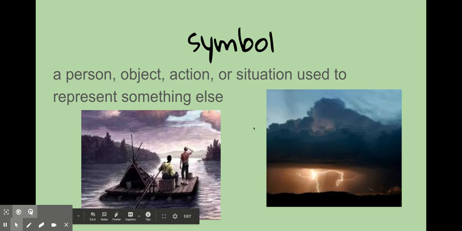Other stories you might read about a storm approaching, and usually that storm approaching symbolizes that problems are coming. It foreshadows problems are coming for the main character. So those are two common symbols that are found in literature, but really anything can be a symbol as long as it represents something beyond itself.